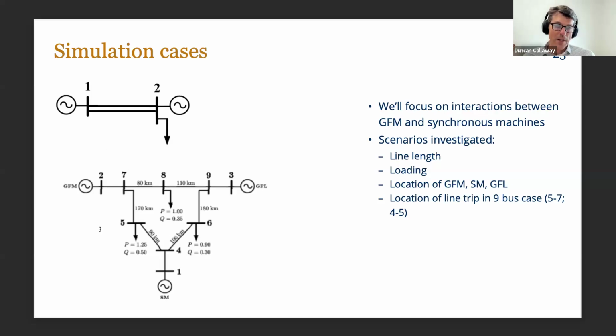And then we also looked at the 9-bus model. In this case, we investigated 2 different types of line trips: removing the line between bus 5 and 7, which is the heaviest loaded line in the system, and also removing the line between bus 4 and 5. So we investigated different scenarios of types of trips of transmission lines, but then also looked at different line lengths, different loading, and, in the 3-bus model, different locations of grid forming, synchronous machines, and grid following inverters. But our base case was the one that we looked at in the prior study.